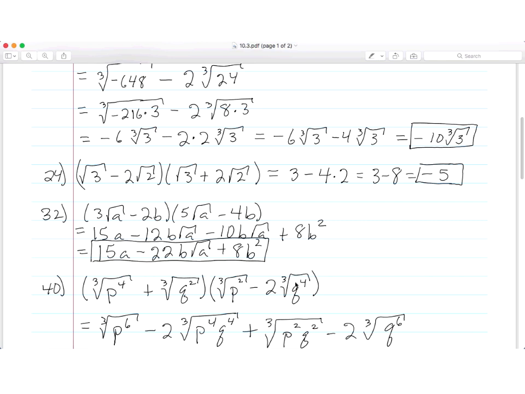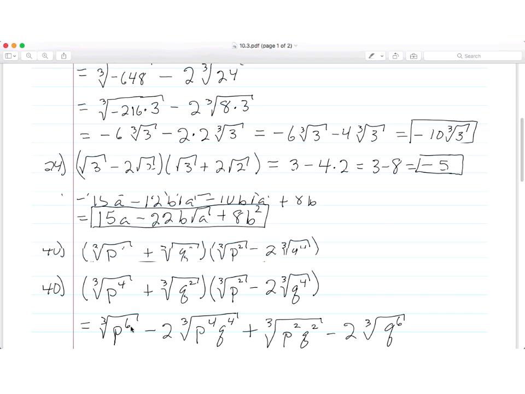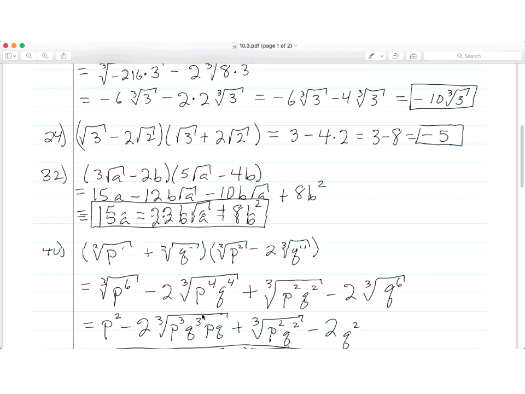The cube root of q squared times the cube root of q to the 4th. Well, I have the same index, cube root. I have the same base, q. So I add exponents. 2 plus 4 is 6. Lastly, we can simplify some of this. The cube root of p to the 6 is just p squared.